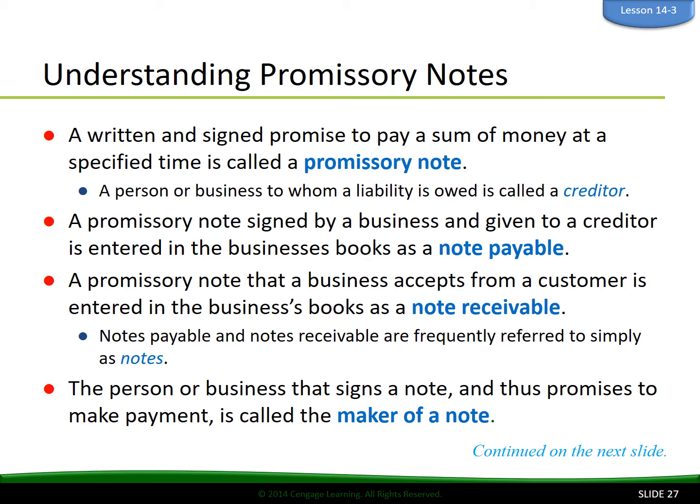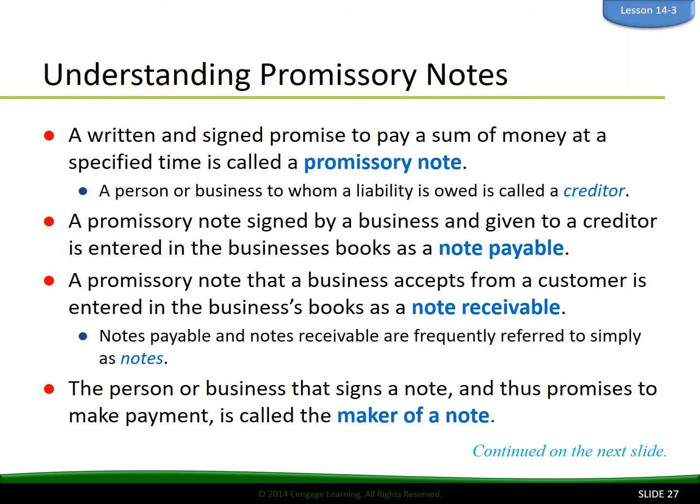A note payable is a promissory note signed by a business and given to a creditor that is entered into the business's books. A note receivable, on the other hand, is a promissory note that a business accepts from a customer and is entered in the business's books. So I would have a note payable to ABC company and they would have a note receivable from me. Notes payable and notes receivable are just referred to as notes to make it faster.